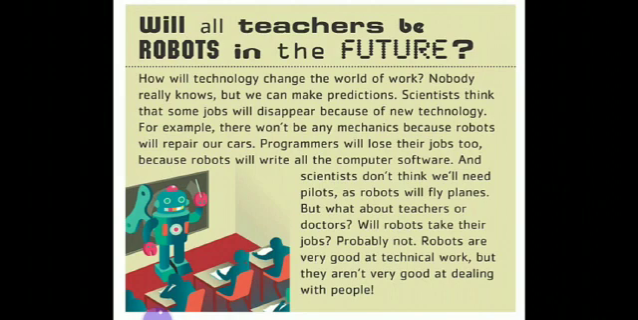Now you will read this text. Before reading the text, you will write more than 3 sentences for this question. For example, in the first question, will all teachers be robots in the future? How do you think? Okay, you will write your own opinion into your exercise copybook and you will read this text. While reading, you will underline the sentences with will. Okay.